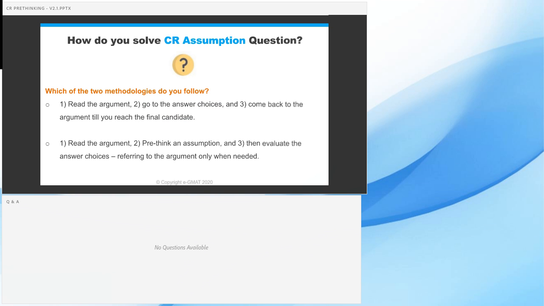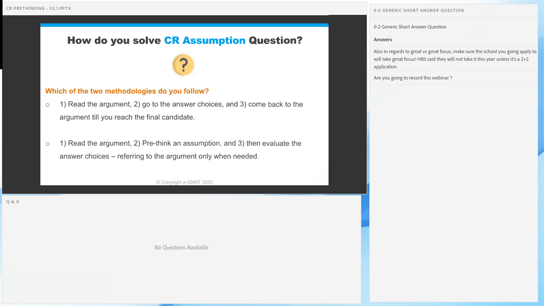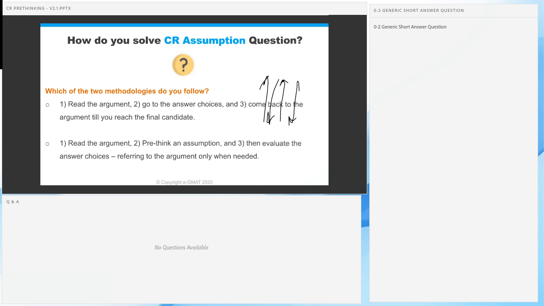For those of you who follow methodology one, you predominantly spend a majority of your time going back and forth between answer choices, where you go to an answer choice, come back to the argument to validate, and come back to the answer choices. For those of you who follow this approach, my goal would be to make sure that you give pre-thinking a fair shake, apply it, and understand why it works.